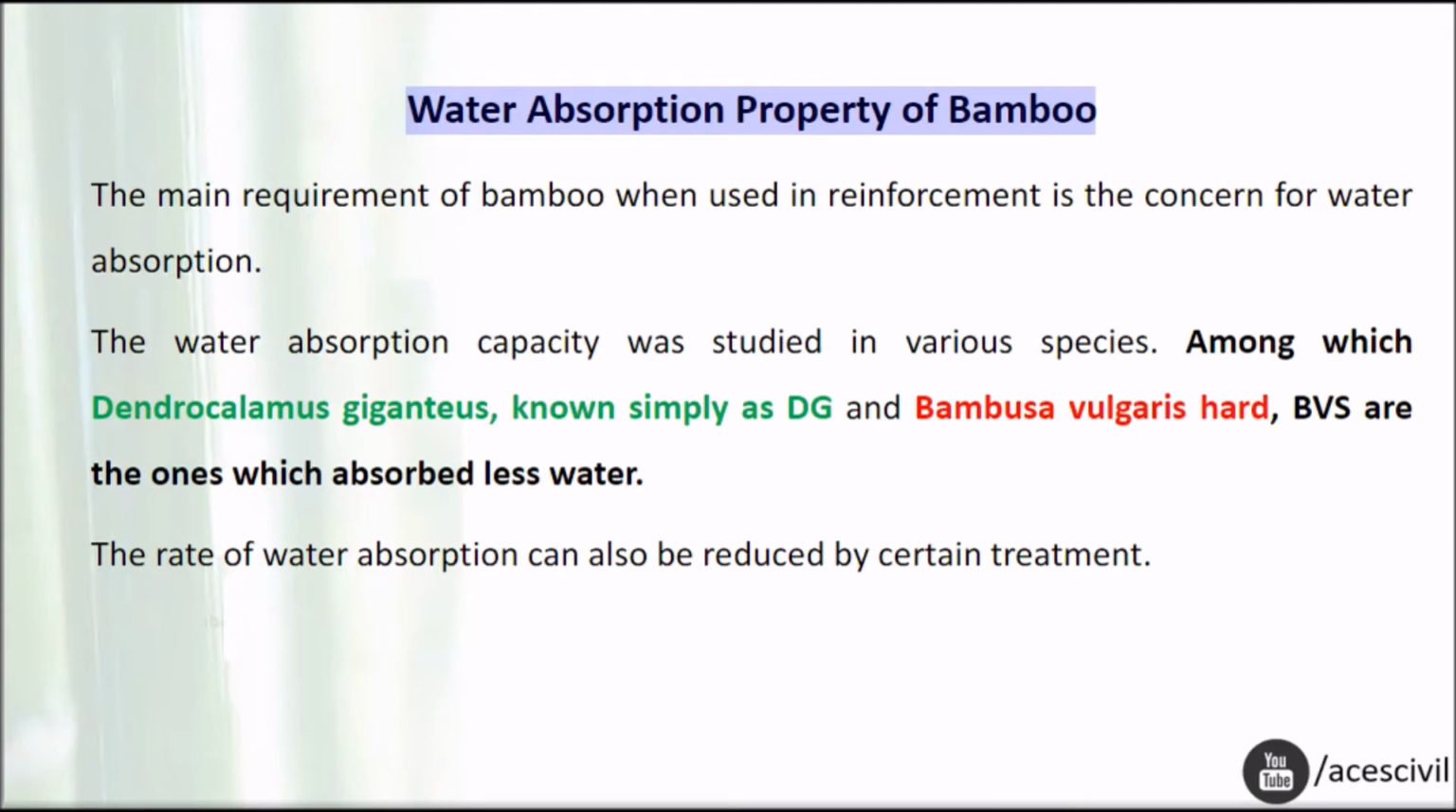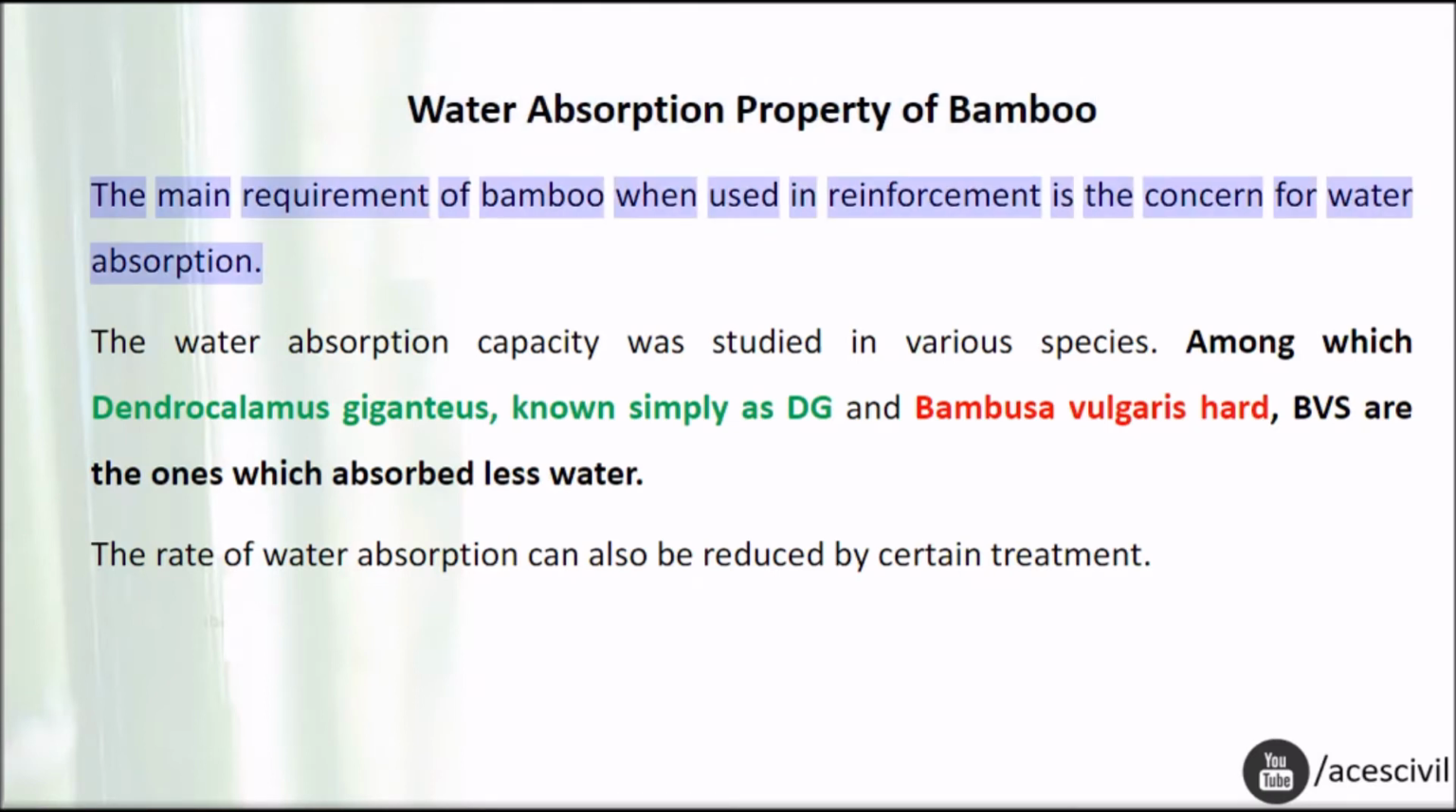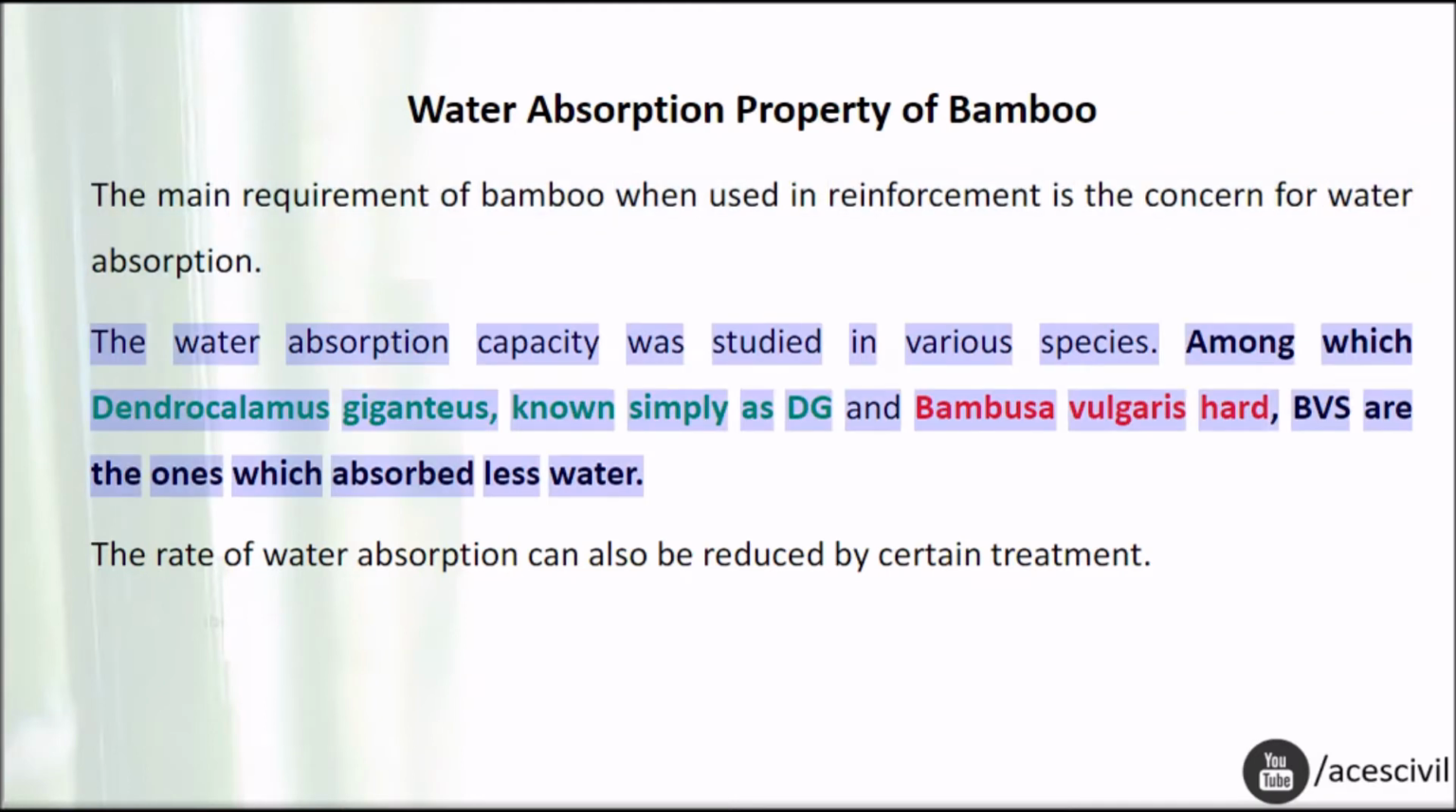Water absorption property of bamboo. The main concern when bamboo is used in reinforcement is water absorption. The water absorption capacity was studied in various species, among which Dendrocalamus giganteus, known simply as DG, and Bambusa vulgaris, BVS, are the ones which absorbed less water.